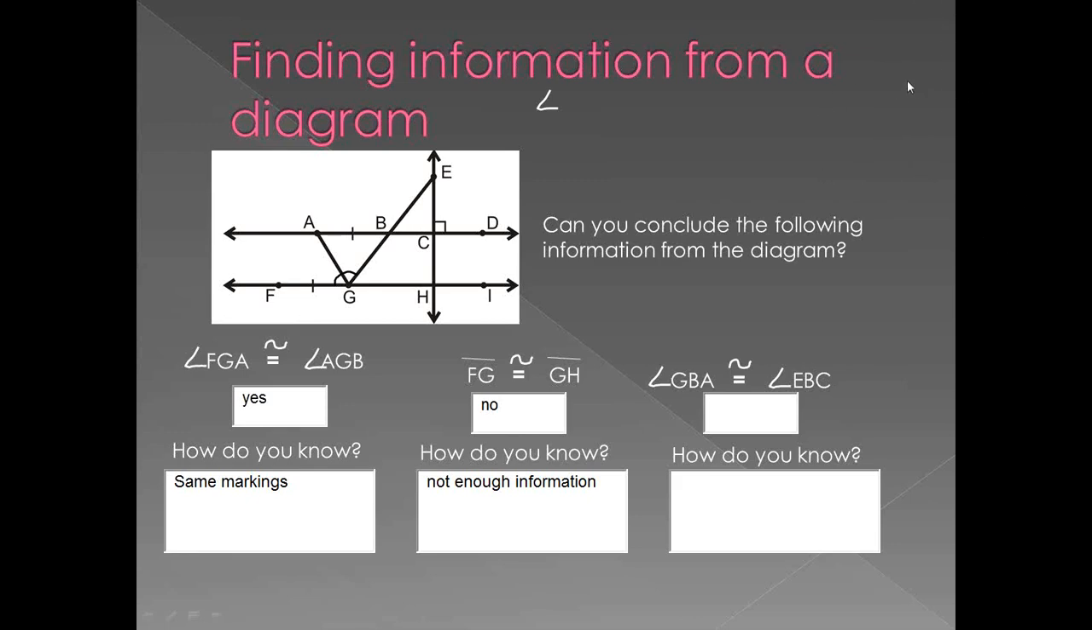Now let's look at our last one. GBA, so that's an angle. We start from G because that was said first. GBA means we're talking about this angle right here. And it wants to know, is it equal to angle EBC, which is right here? EBC means it's talking about this angle here. Can we conclude that they're congruent from the information?